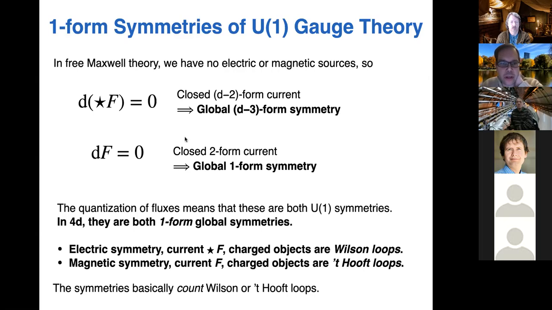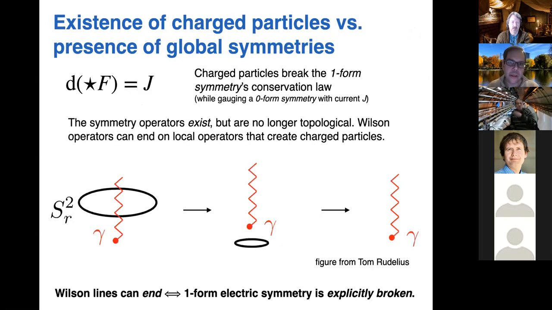And these symmetries are really just associated with the fact that you can measure the flux around a Wilson line or a 't Hooft line. So the current star F is something under which the charged objects are Wilson loops, and the current F is something under which the charged objects are 't Hooft loops. One way to think about these symmetries is that they're basically just counting the total charge carried by the Wilson or 't Hooft loops that they surround. And that's true in the free Maxwell theory.